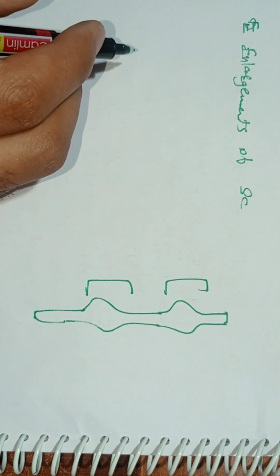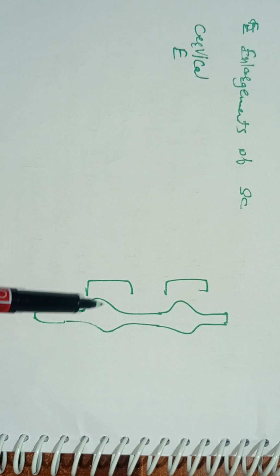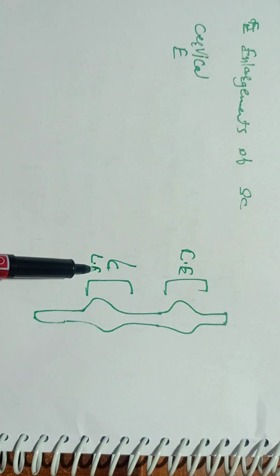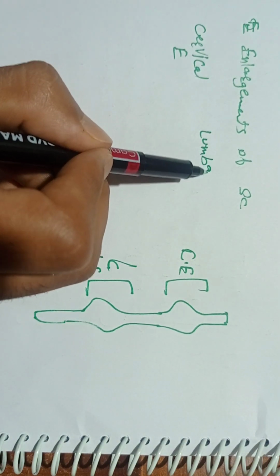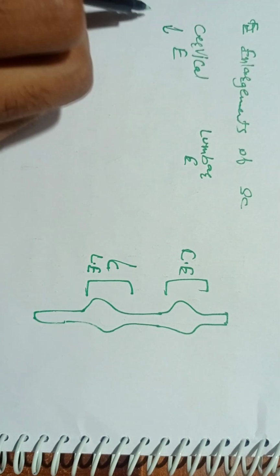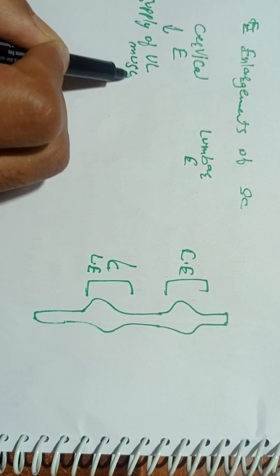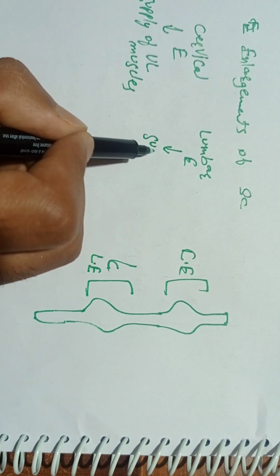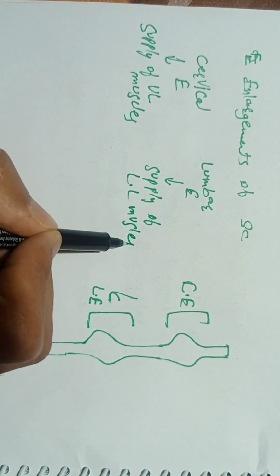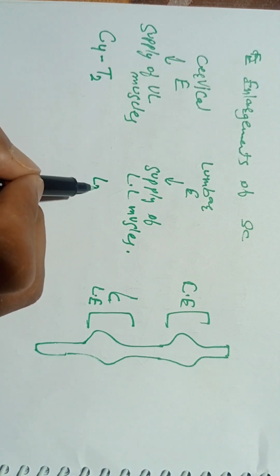The upper enlargement is known as the cervical enlargement, and the lower enlargement is known as the lumbar enlargement. The cervical enlargement is for the supply of upper limb muscles. The lumbar enlargement is for the supply of lower limb muscles. The cervical enlargement extends from C4 to T2 spinal segments. The lumbar enlargement extends from L3 to S3 segments.